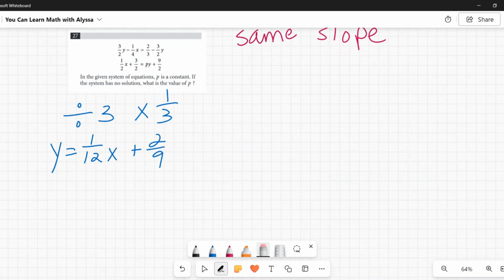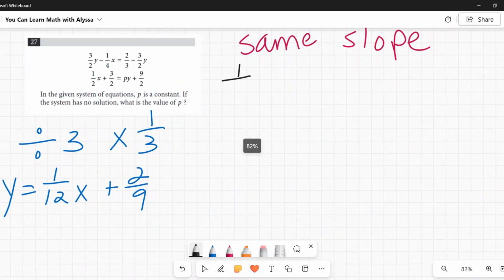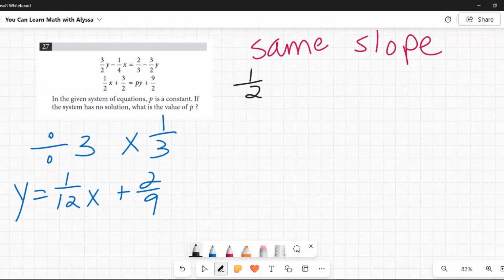All right, so our second one is 1/2 x. That was an awful 2. That was just bad. All right, 1/2 x. I know I'm not great with writing on a computer screen with a stylus, but you'd think I could do better than that, right? Plus 3/2 equals p times y plus 9/2.